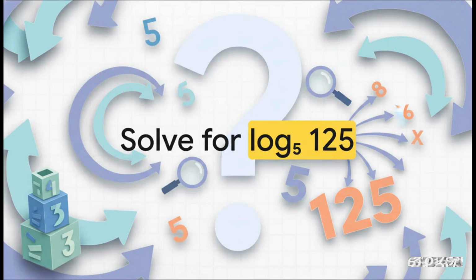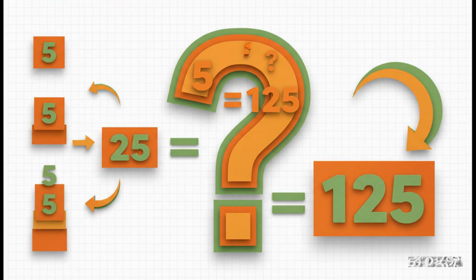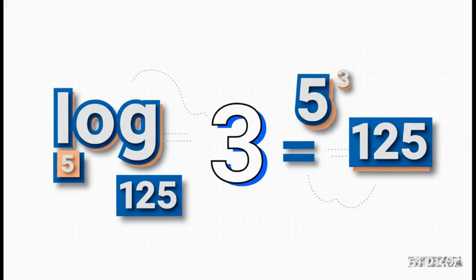Let's do another one, just to make sure it clicks. How about log base 5 of 125? It's the exact same process, just with different numbers. So what's our question? 5 to what power equals 125? Well, let's see. 5 times 5 is 25. And 25 times 5? Yep, that's 125. So the answer is 3, because 5 to the power of 3 is 125. It's becoming pretty straightforward, right?